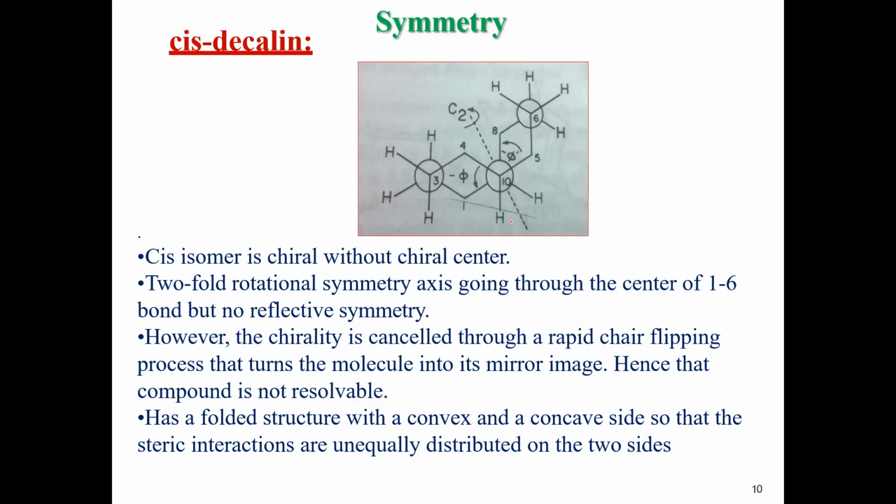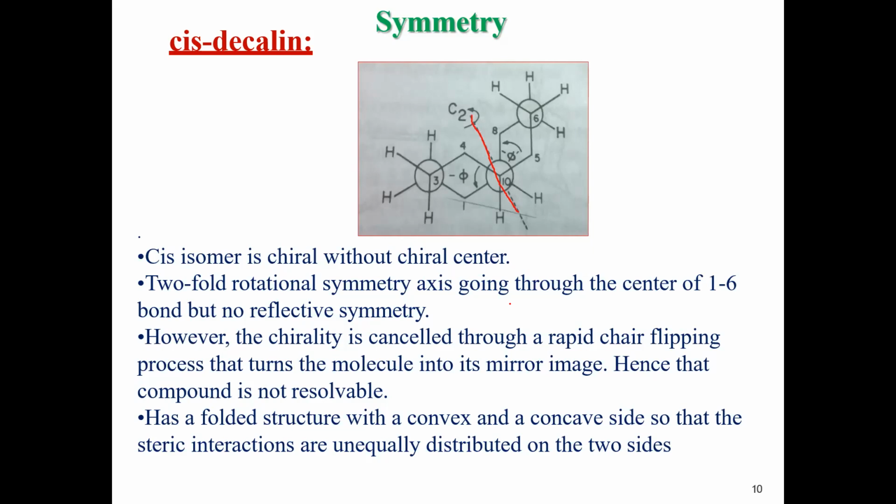In the case of carbon number 10, the center of symmetry passes through the C2. However, the chirality is cancelled through the rapid chair flipping process, which turns the molecule into its mirror image.